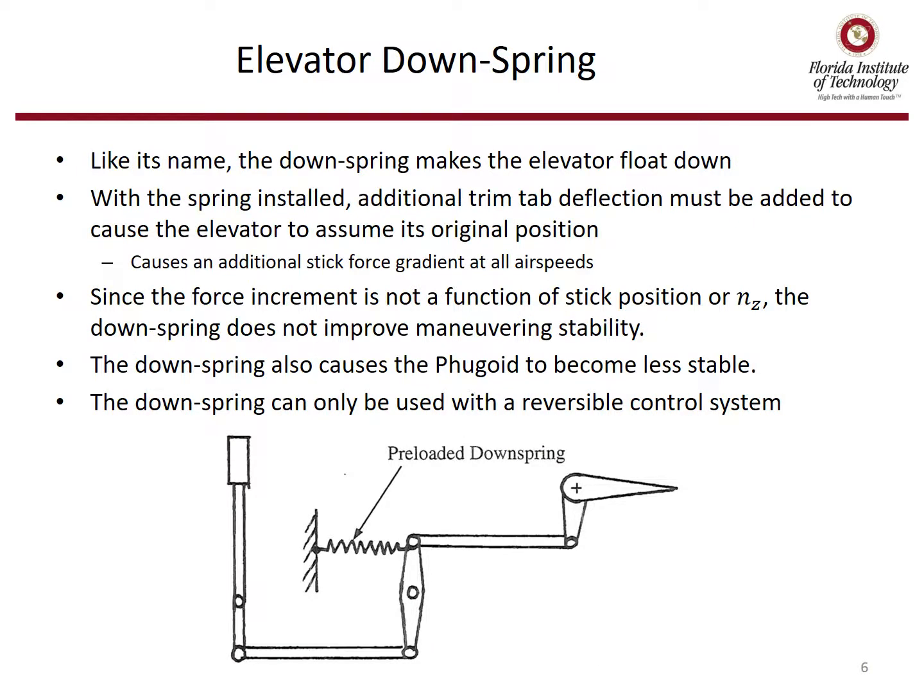The elevator down spring, like its name, makes the elevator float down. With the spring installed, additional trim tab deflection must be added to cause the elevator to assume its original position. This causes an additional stick force gradient at all airspeeds. Since the force increment is not a function of stick position or NZ, the downspring does not improve maneuvering stability. It also can cause the phugoid to become less stable. The downspring can only be used with a reversible control system. An example of a downspring is shown in the diagram at the bottom of the page.